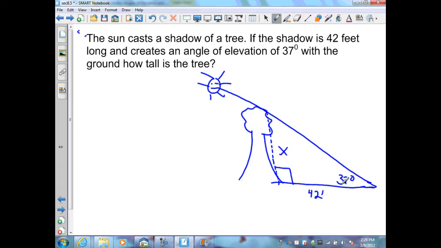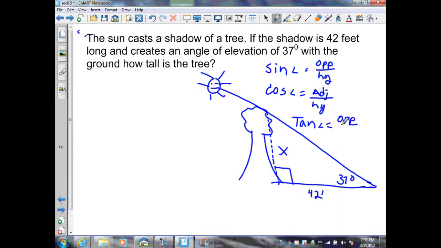And we're given a right triangle. Therefore, what I can use is our trig ratios. The ratios are either going to be sine, cosine, or tangent. Remember, the sine of an angle is going to equal opposite over hypotenuse. The cosine of an angle is going to equal adjacent over hypotenuse. And the tangent of an angle is going to equal opposite leg over the adjacent leg.